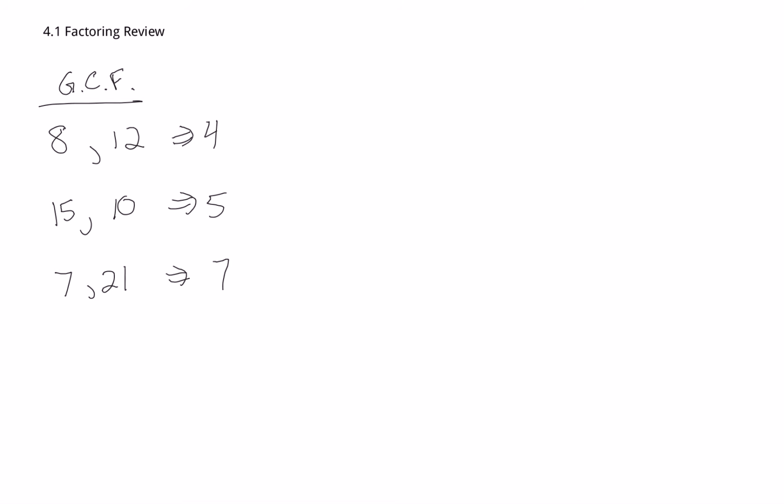So let's do some now if we have variables. If I gave you x squared and x to the 5th, the greatest common factor in these cases is going to be whatever the smallest exponent is. And the reason for that is if you think of x squared, that is the same as x times x. x to the 5th would be x times itself 5 times. So you can see this one has 2 x's, this one has 2 plus 3 extras. So x squared would be our greatest common factor.